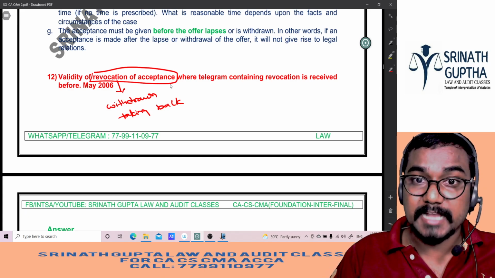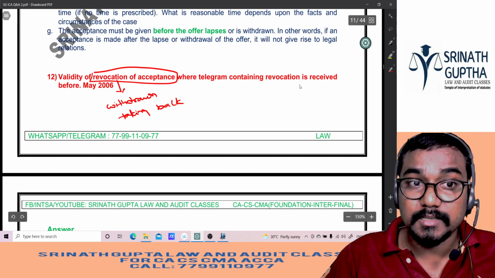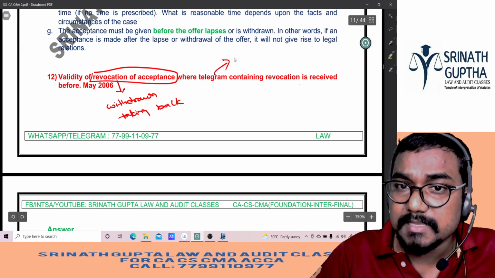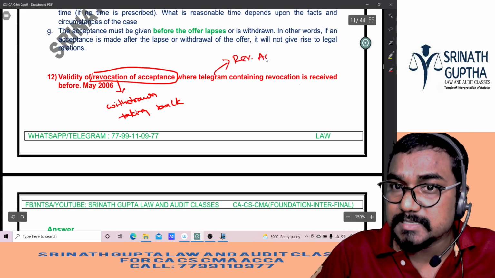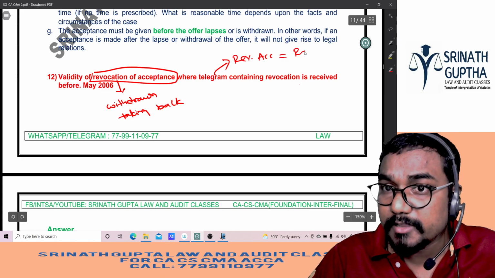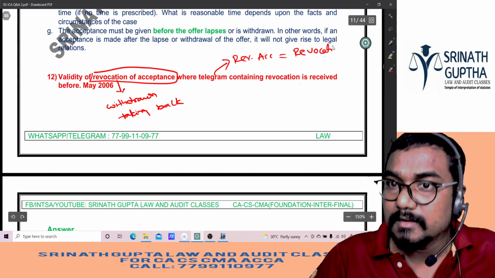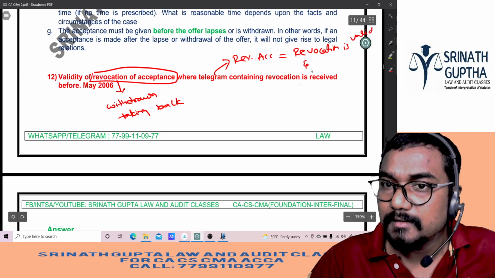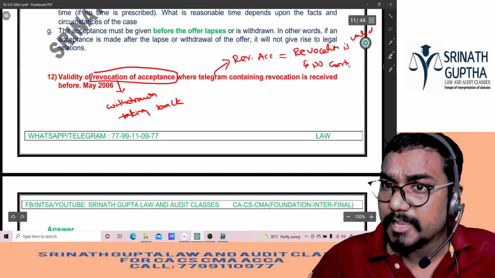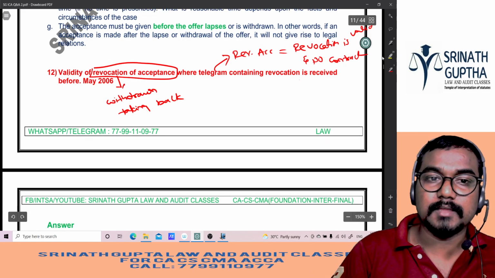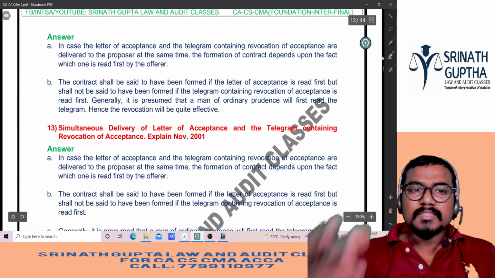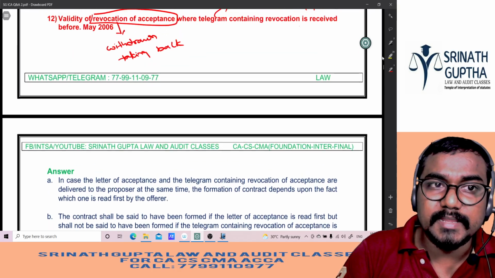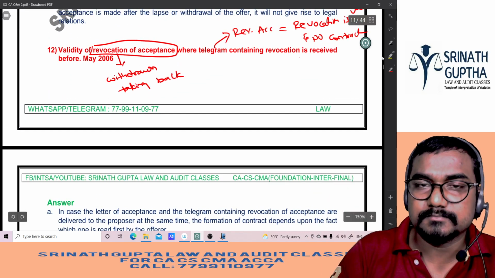Validity of revocation of acceptance where the telegram containing the revocation reaches first. What is reaching, beta? The telegram is reaching. What is there in the telegram? Revocation of acceptance. So what is valid? Revocation is valid, and there is no contract because revocation is there, beta. Khatam. The same thing. Beta, question number 12 and 13 is equal to question number 3.